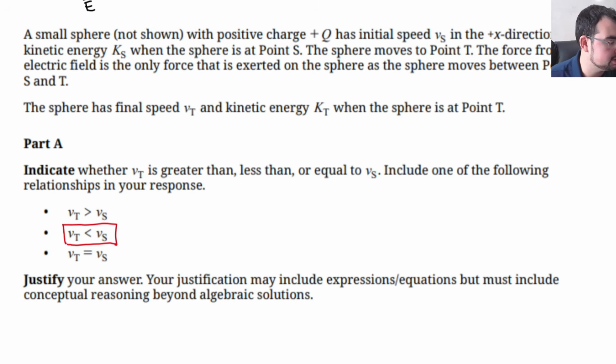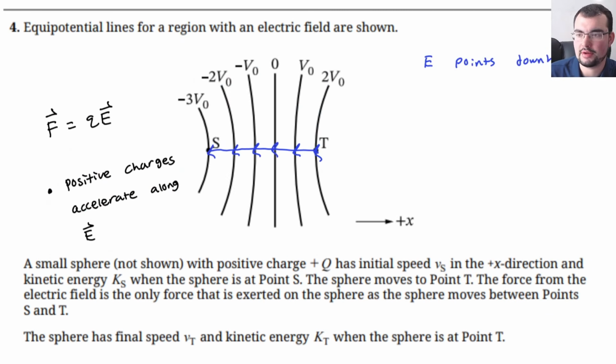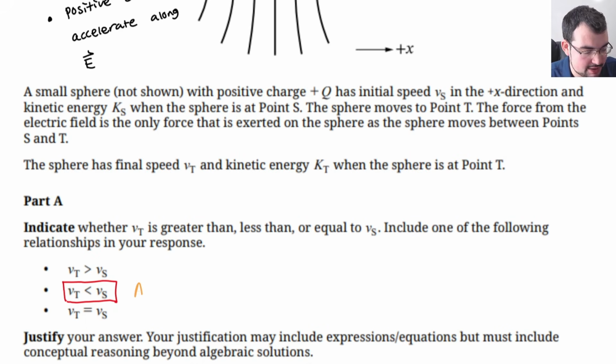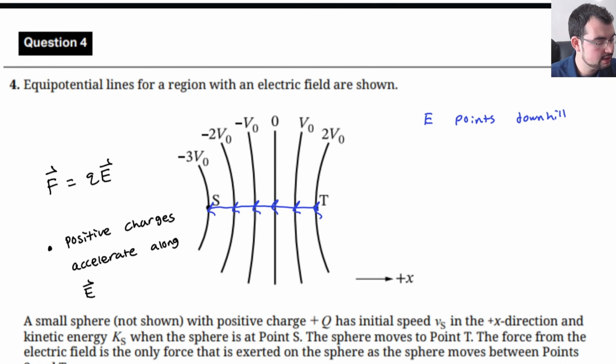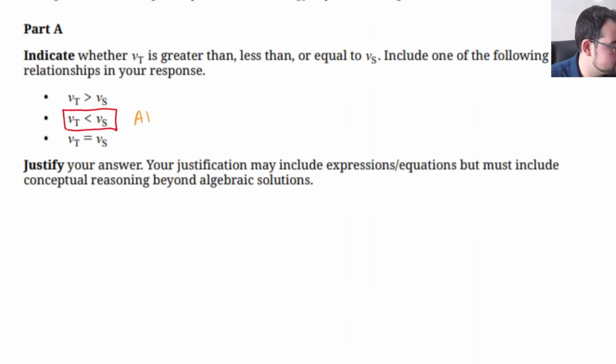Now here's a much simpler solution. I'm sure you get points for, so the checkbox is A1, and then the independent points you could get for the justification. You probably get a point for saying something like this, or correctly identifying the direction of the electric field. And then you get a point for saying that positive charges feel a force or accelerate along the E field, something like that. But here's actually the more simple solution.